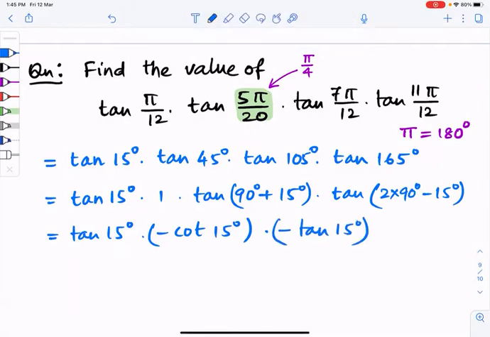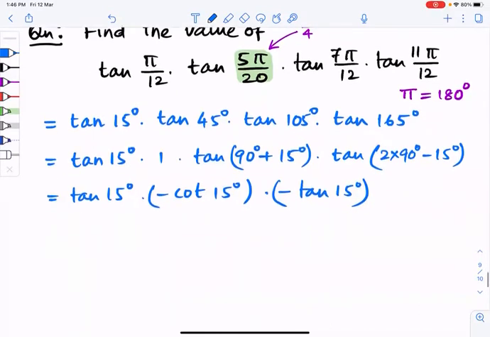Okay. So what is the value I can get here? I can see that I already know one idea, that is cot theta equals 1 by tan theta. We know this.